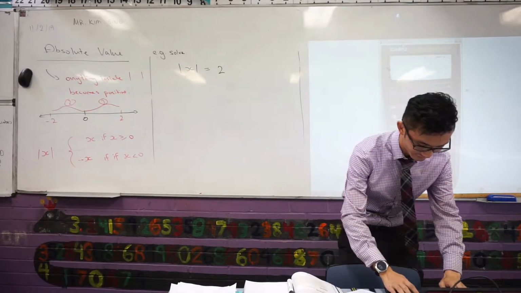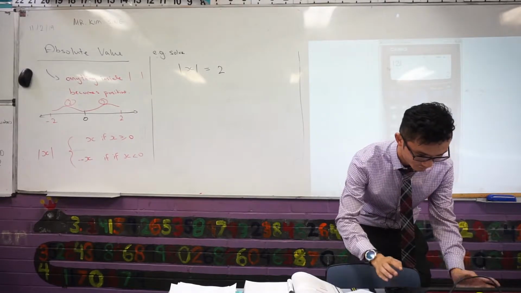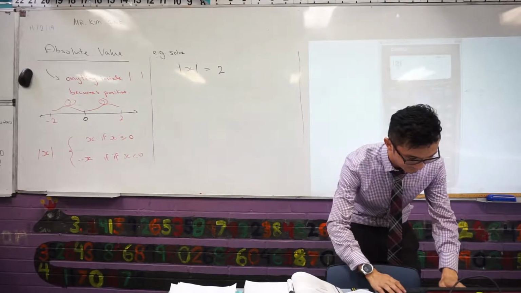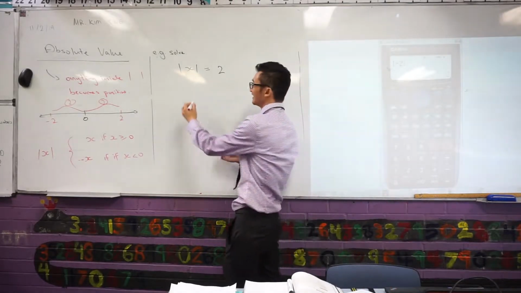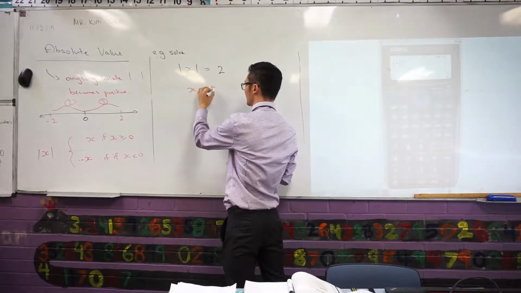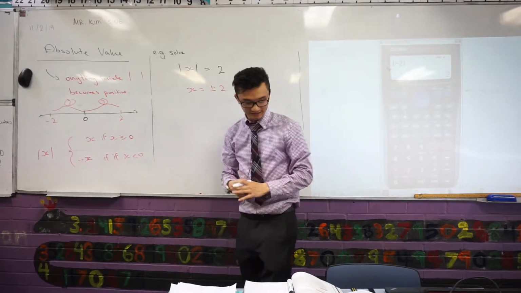And you can check that on your calculator. The absolute value of 2, that's just 2. The absolute value of negative 2, that's also 2. So in this case, x equals plus or minus 2. So something like that's not too bad.